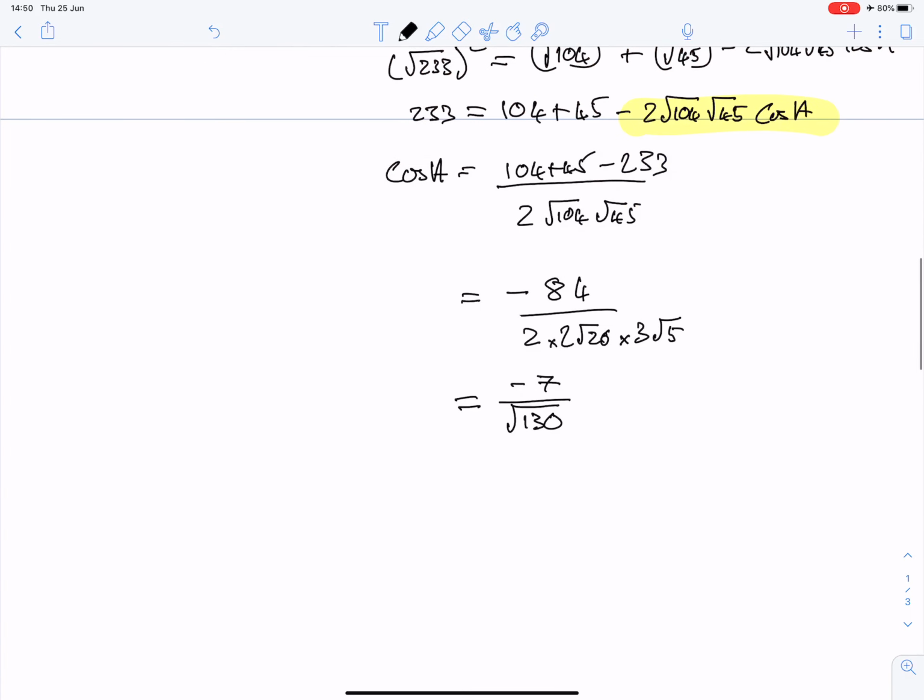Okay, so A is equal to arc cos of negative 7 over root 130, and we tap it in the calculator and get 127.9 degrees.